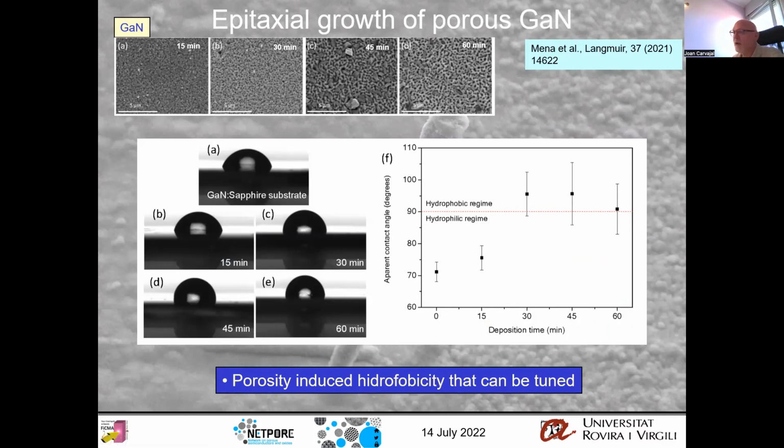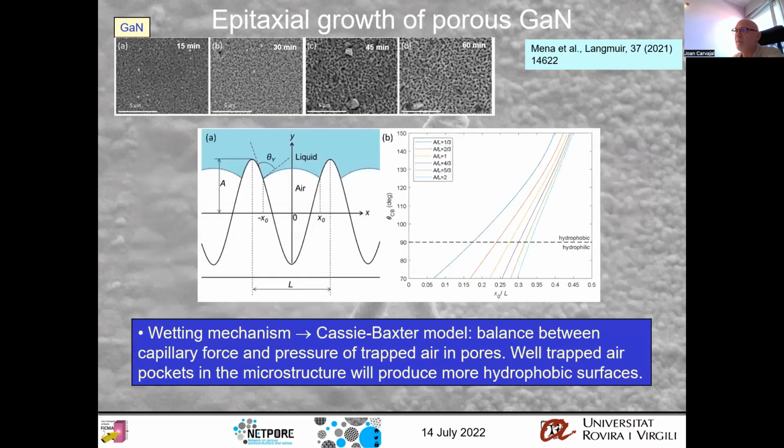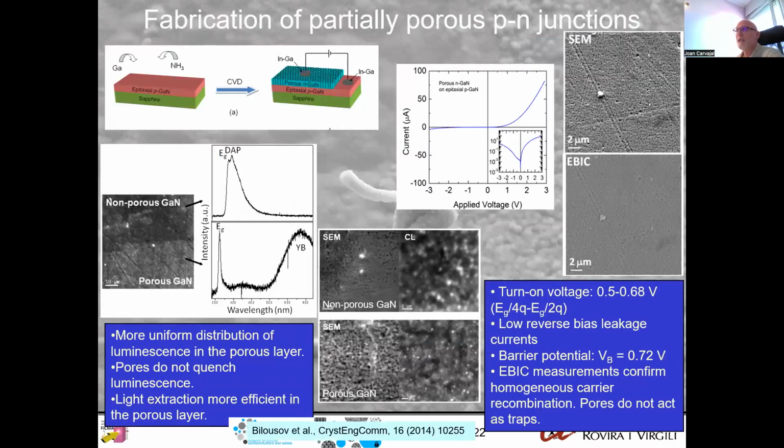So we can modulate the hydrophobicity depending on the time of growth and, obviously, the porosity of the sample. The reason is that the wetting mechanism we have is based on the Cassie-Baxter model, in which we have a balance between the capillary force and the pressure of trapped air in the pores. So when we have air trapped inside the pores, the microstructure will produce a more hydrophobic surface.